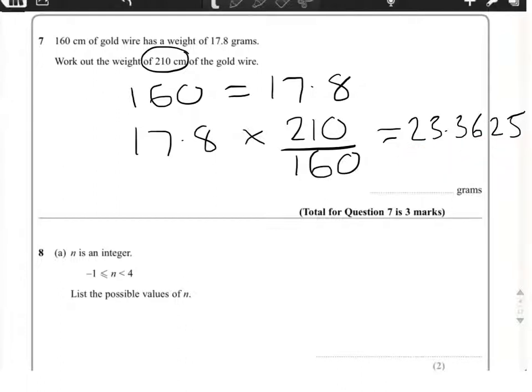On to question 8. n is greater than or equal to minus 1 and less than 4. So list the possible values of n. So we have minus 1, 0, 1, 2 and 3. We can't have 4 because it is less than 4. So those are the integer values.